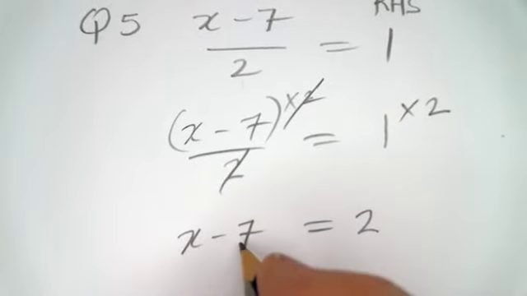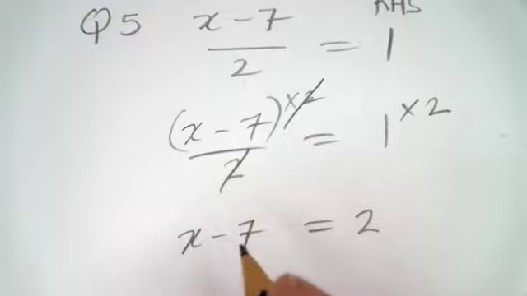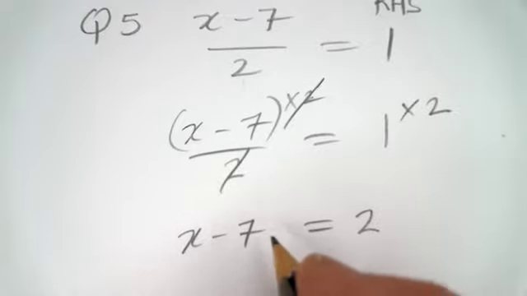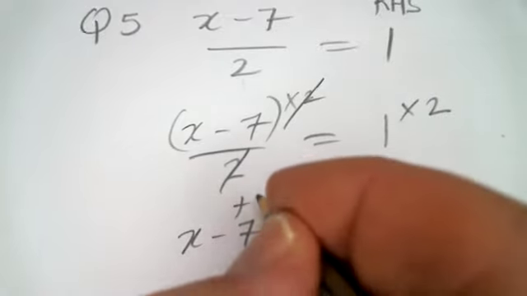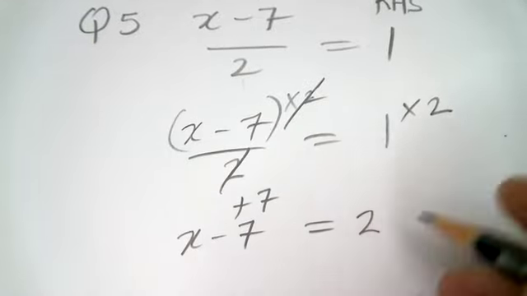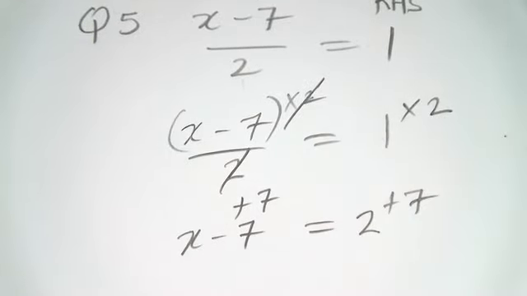Now, I've got a negative 7 over here, and I'm going to undo a negative 7. I undo a negative 7 with a plus 7, because a plus 7 and a minus 7 is 0. Do the same thing to both sides. Minus 7 and plus 7 is 0.